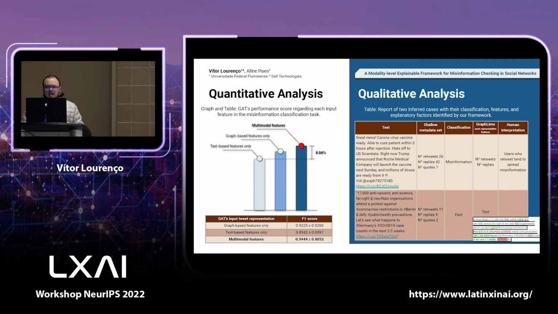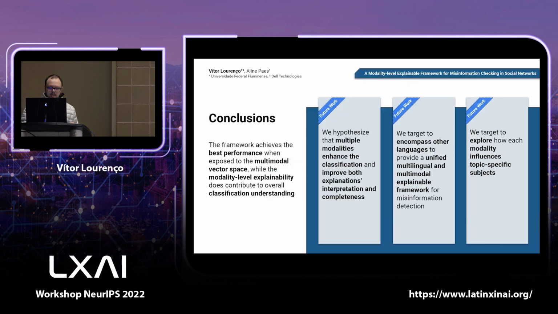From the qualitative analysis, we saw two cases. In the first case, GraphLIME indicates the most important features were the retweets and replies. We then proceeded to check this information, and we saw that people who retweeted or replied to this tweet tend to spread misinformation. In the second case, GraphLIME indicates the most important feature was the text, and we then used Captum on the text, showing that keywords from this text help, in fact, to identify misinformation or fact. In this case, a fact.